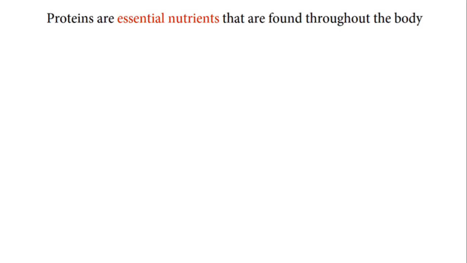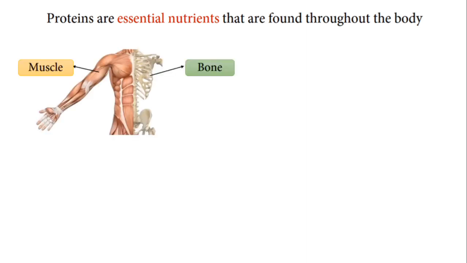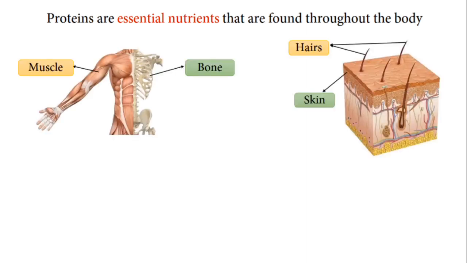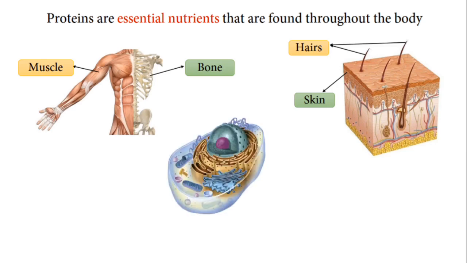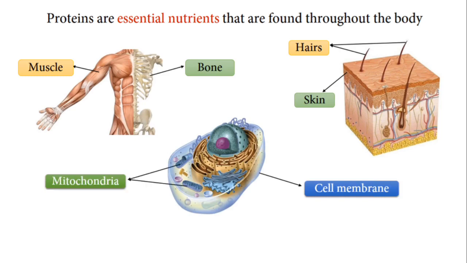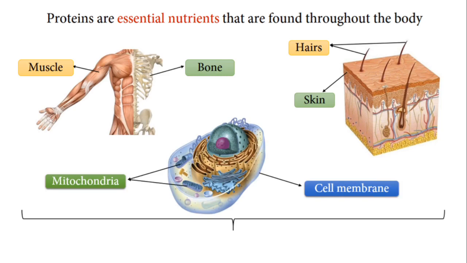Proteins are essential nutrients that are found throughout the body. Proteins are found in our muscles, bones, skin, hair, and virtually every other part of the body you can think of. Some proteins contribute to the structures of the cell, structures such as the cell membranes, the mitochondria, ribosomes, and chromosomes. These proteins are called structural proteins.